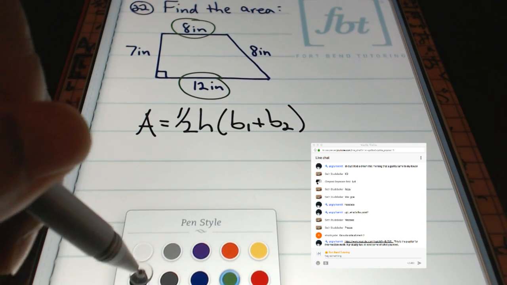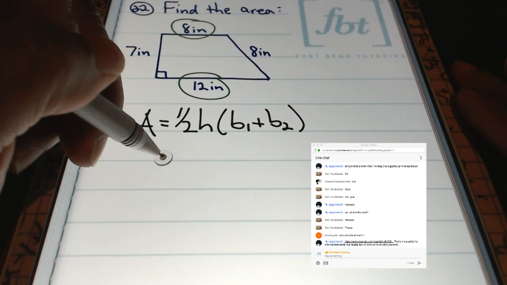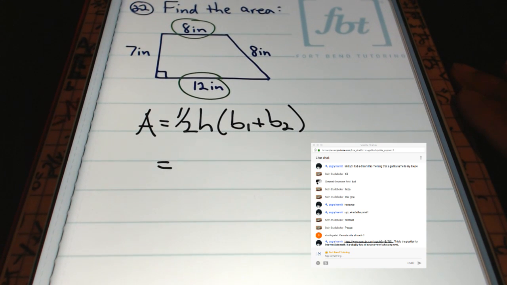So that means that we need to identify the height. And the height, guys, needs to be the perpendicular segment between our parallel sides, which in this case is going to be this side length over here, the 7 inches. It's going to be the height of our trapezoid. So it looks like we have everything we need to solve this.